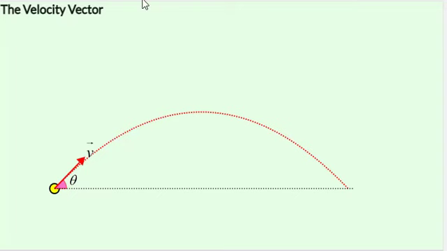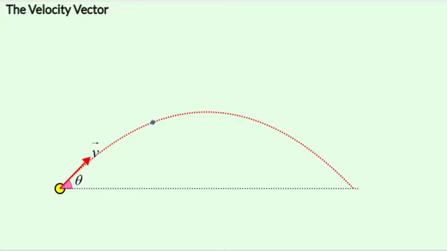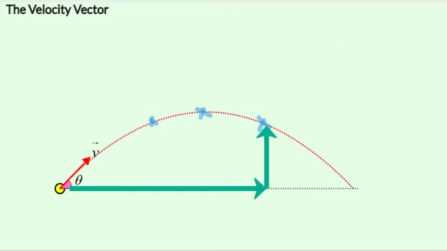We launch a projectile with some speed and at some angle with the horizontal, and we know from observation that it will follow this kind of a trajectory. But what we really need to know is, at a given time t, would the projectile be here? Would it be here? Would it be here? So in other words, we would want to know, at any given time t, what would be its x displacement and what would be its y displacement.